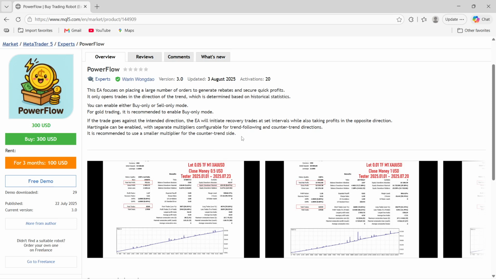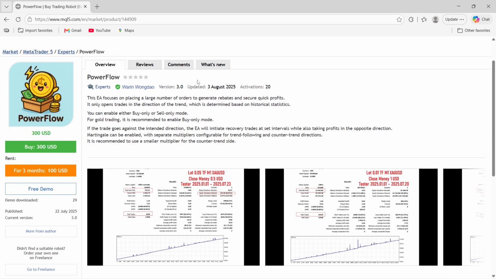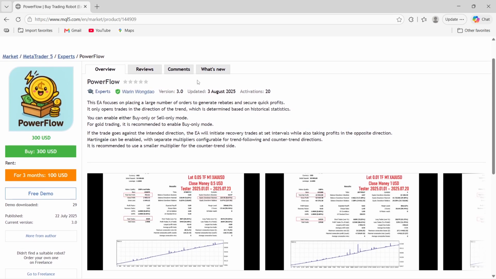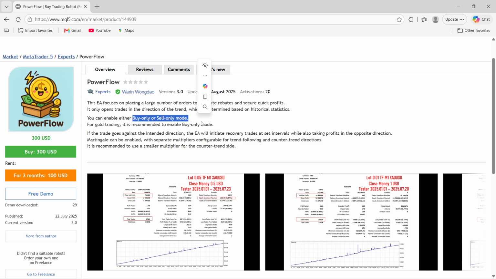Okay, so getting into it, the EA focuses on placing a large number of orders to generate rebates and secure quick profits. It only opens trades in the direction of the trend, which is determined based on historical statistics. You can run it in buy only or sell only mode. And for gold, they specifically recommend buy only. You can see it here below.